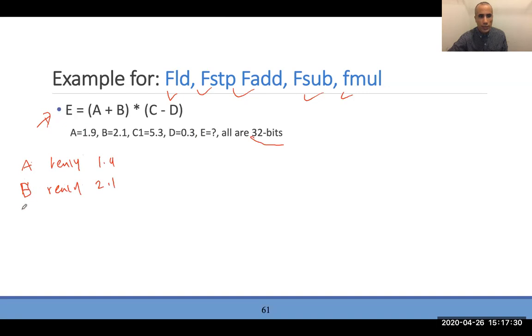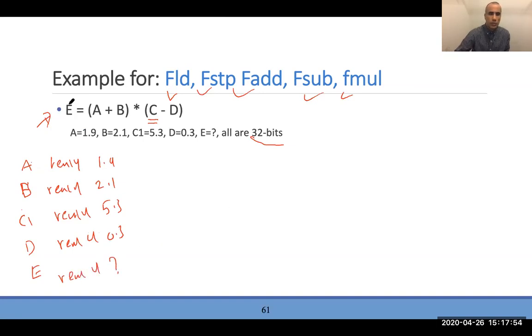And then we know we cannot have C in x86, because it's a keyword. So we're just going to say C1, real 4, and this is going to be 5.3. And then we're going to have D, real 4, and this is going to be 0.3. And then we're going to have E, real 4, and this is something that we need to figure out, the last value of the expression.